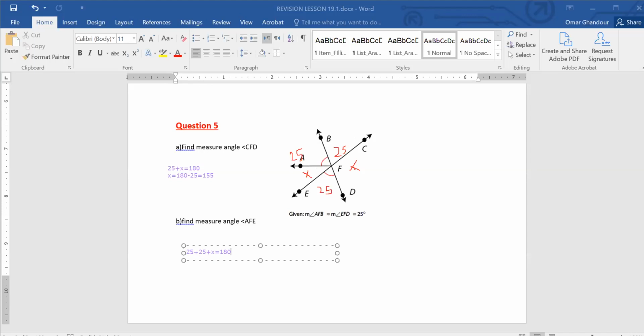All of them are linear. So 25 plus 25 is 50. And then shifting 50 to the other side, you will find that x is actually going to be 130 degrees. And that's it. You found x.